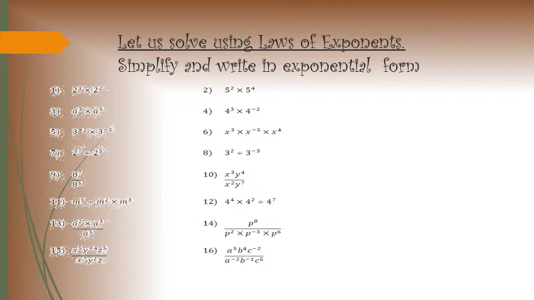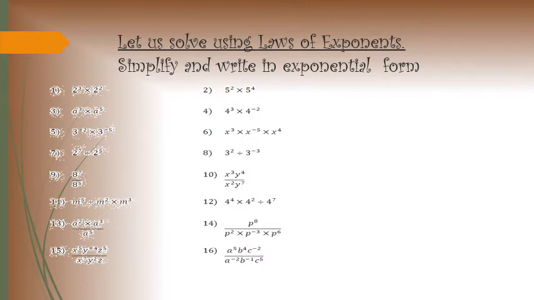Now 10th one, x raised to 3, y raised to 4 by x raised to 2, y raised to 7. Here as you see there are two variables x and y. So we go for x and y separately. As it is division, we will subtract the exponents. So the answer is x raised to 3 minus 2 into y raised to 4 minus 7. That's equal to x into y raised to minus 3.